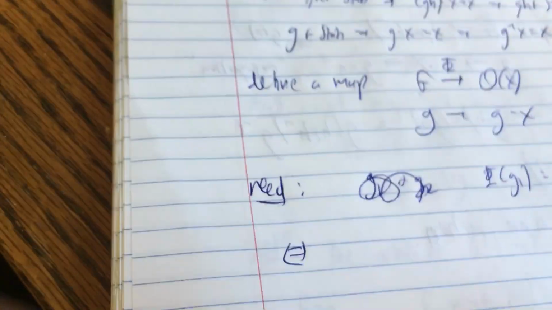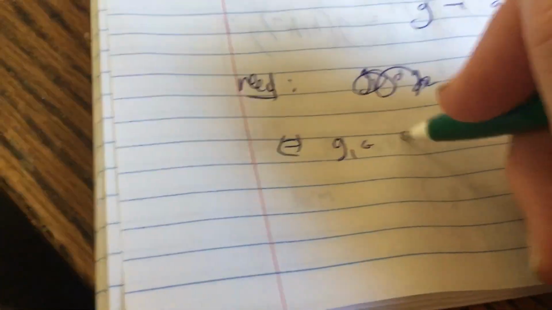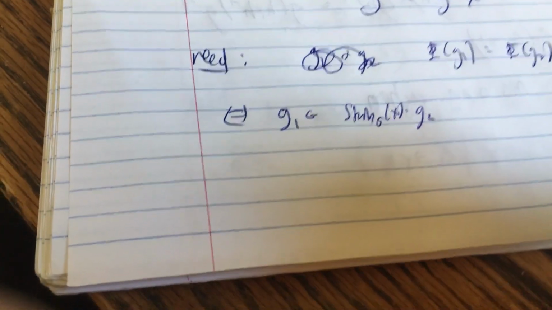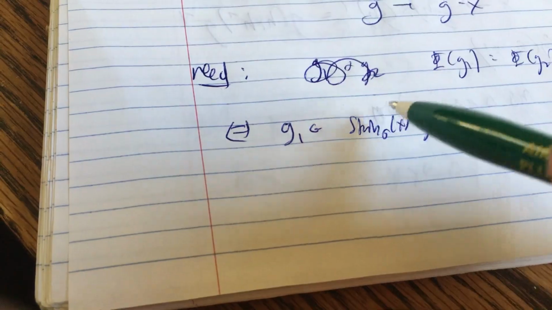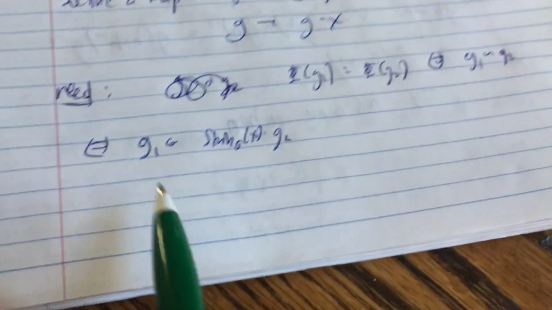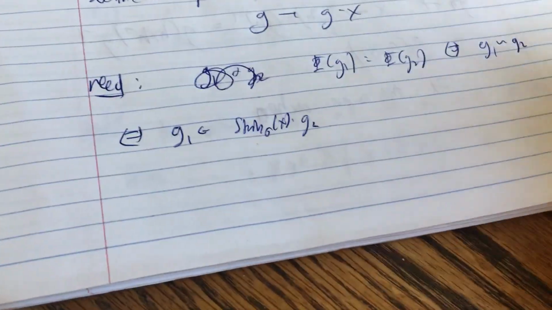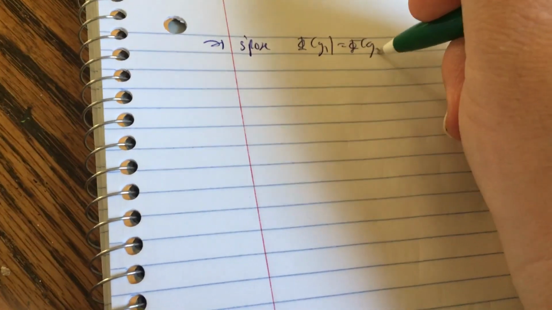And now to review, what equivalence relation am I using? I'm using: G1 is in stab GX times G2. So if and only if G1 and G2 are in the same equivalence class under left multiplication by stab G. Okay, so there's two directions. Let me give you the first direction. Suppose phi of G1 equals phi of G2.